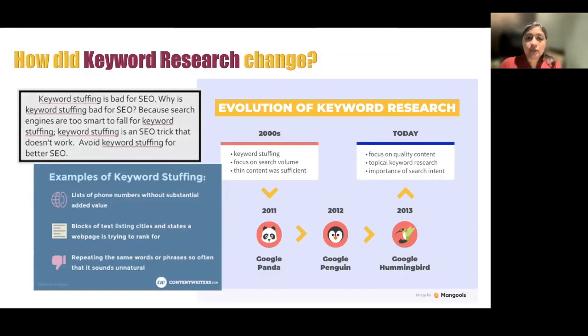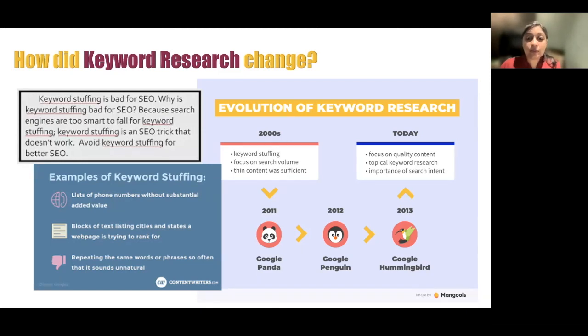How has keyword research changed over the years? Earlier in Google's lifetime, we all know that Google is an algorithm, right? It's software that is used to throw up content information at us. So in the early 2000s, we as humans figured this out. We figured that if we could put in a lot of keywords in our content, Google was most likely to rank it higher, right?